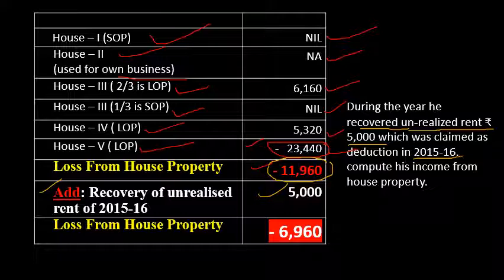So after considering this income, SSC is going to get the loss of rupees 11,960. This is a loss. Then 5,000 income, which is related to unrealized rent of the preceding previous year. So after that, SSC's loss has been reduced to 6,960. So this is the solution for problem number 10.